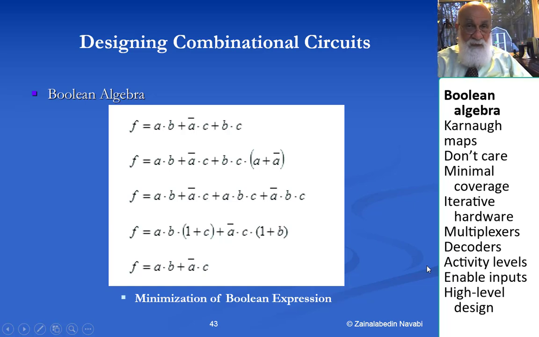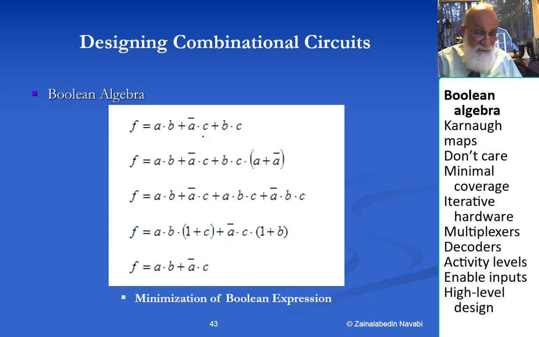Let's do some Boolean algebra examples. Let's start with this expression: A and B, A bar and C, B and C. What I like to do is to take this expression and try to play with it and try to reduce some of the expressions.